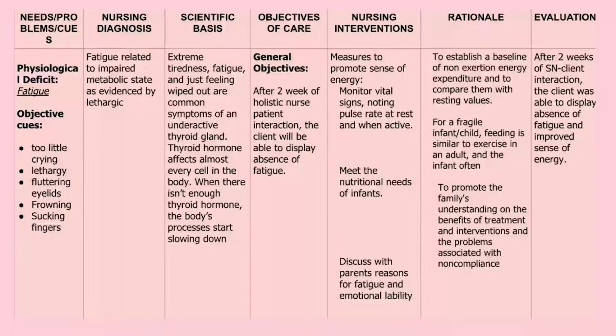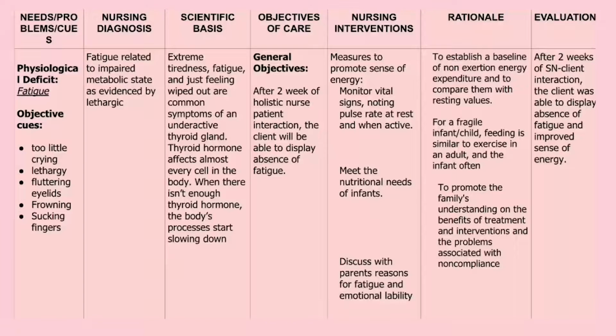Nursing interventions to promote sense of energy. Monitor vital signs, noting pulse rate at rest and when active. This is to establish a baseline of non-exertion energy expenditure and to compare them with resting values. Meet the nutritional needs of infants. For a fragile infant or child, feeding is similar to exercise in an adult. Discuss with parents reasons for fatigue and emotional lability. This is to promote the family's understanding of the benefits of treatment and interventions.